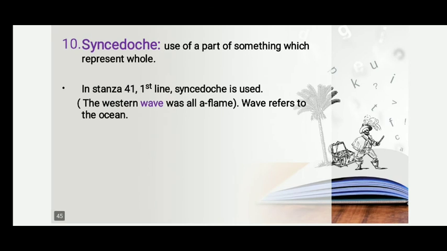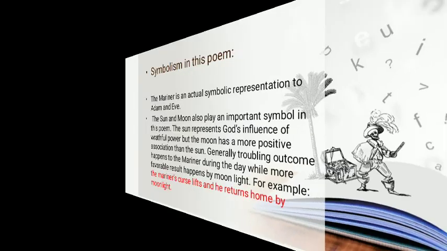The 11th literary device in the third part of this poem is synecdoche. That is the use of a part of something to represent the whole, as in stanza 41, first line, where synecdoche is used as "the western wave was all aflame." Wave refers to the ocean.